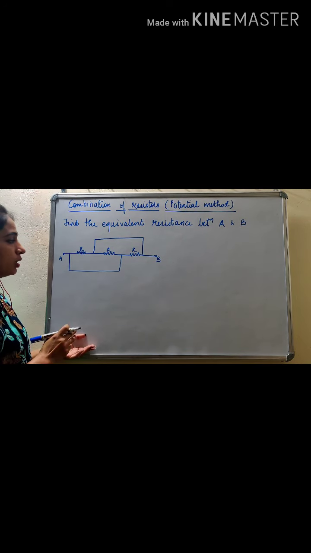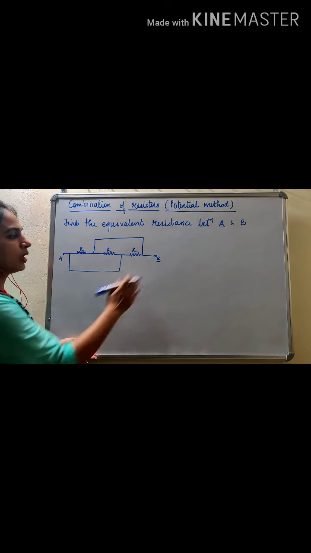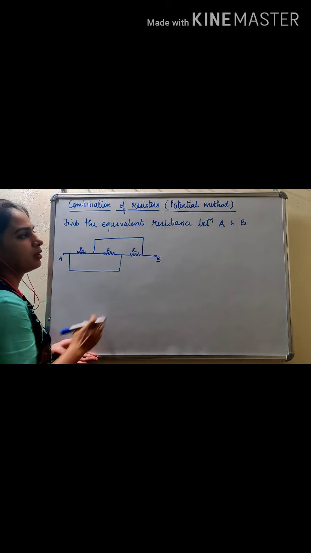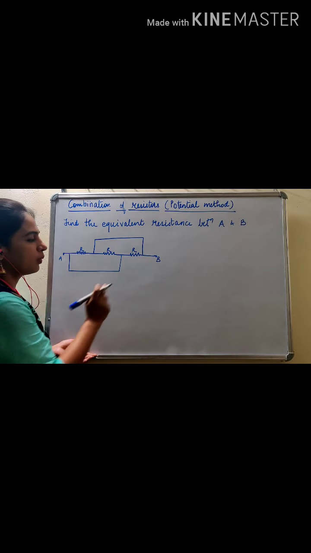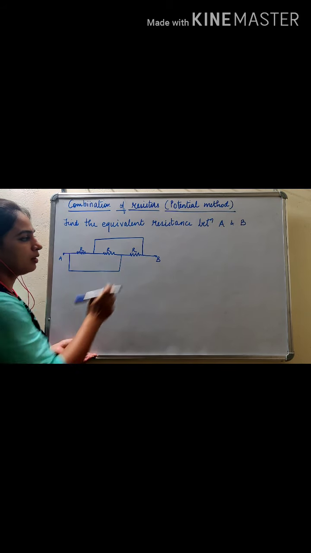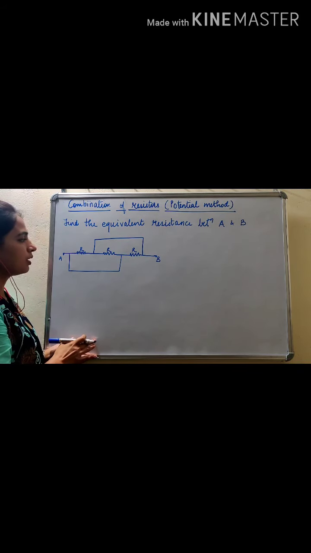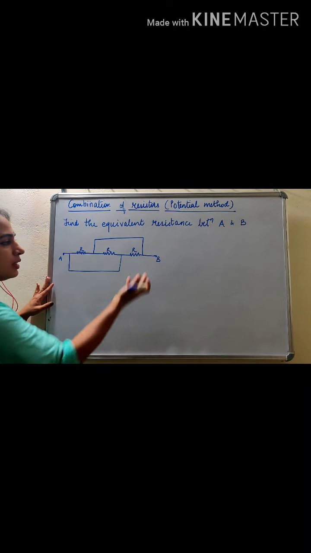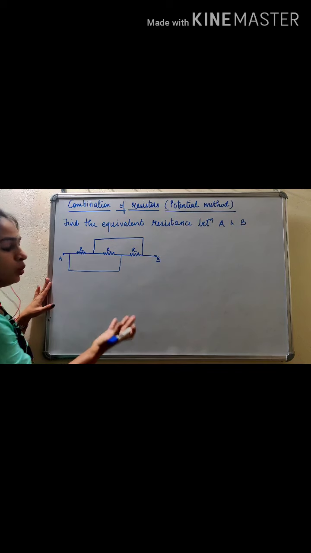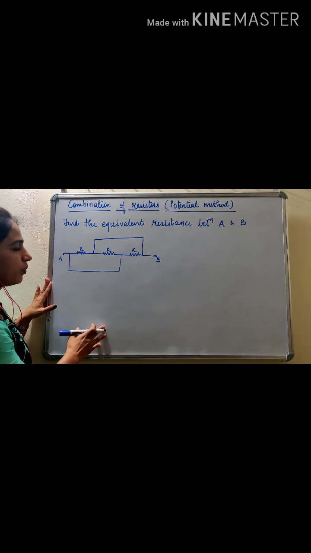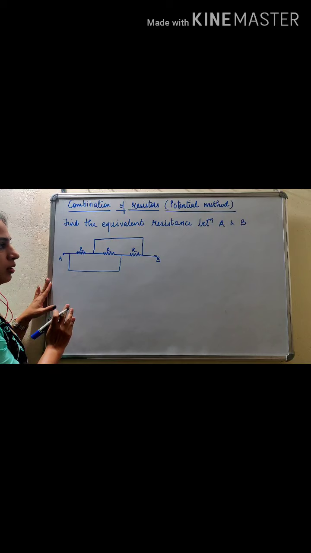So please pay attention. What is the potential method? Look at this circuit. The question is: find the equivalent resistance between A and B. Here we can see three equal resistors connected like this. Are these in series? No, they are not in series. Are these in parallel? No, they are not directly in parallel as well. So we use the potential method.